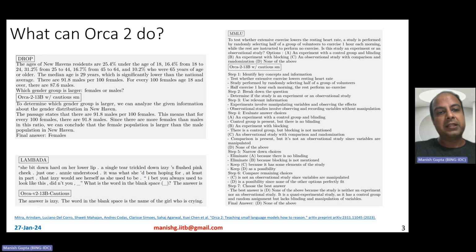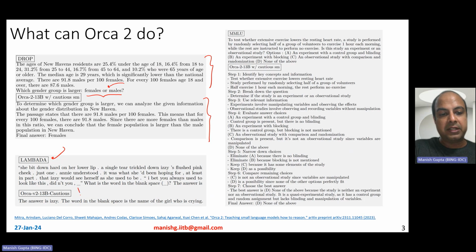Okay. Here are more mathematical questions. Ages of New Haven residents are these, and so on and so forth. It's a more detailed data interpretation kind of question. And then at the end, the question is which gender group is larger, males or females? Again, you would observe that Orca 2 does a nice job of reasoning and then figures out the right answer.